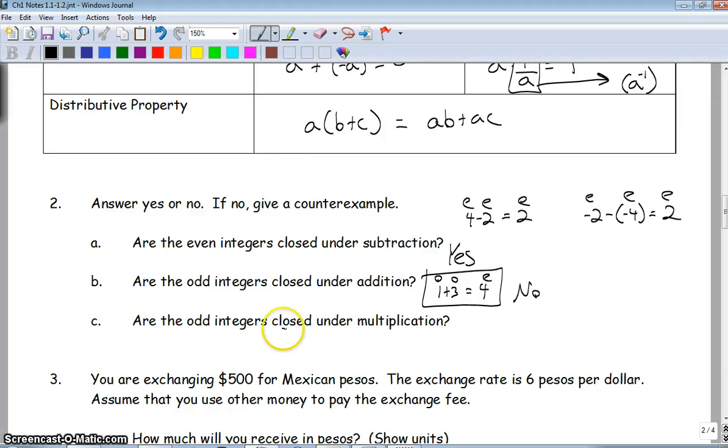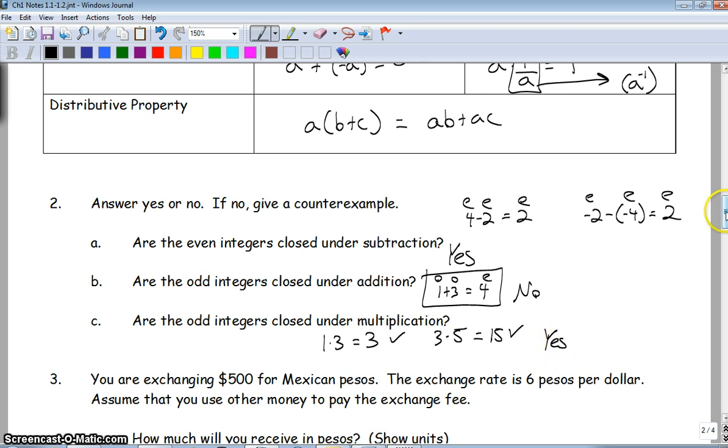Are odd integers closed under multiplication? Let's do 1 times 3. You get 3, so that works. Let's do 3 times 5. Those are both odd integers. You get 15. That works. So if it works a couple times, chances are it's working for all of them. So we can say, yes, it has closure.